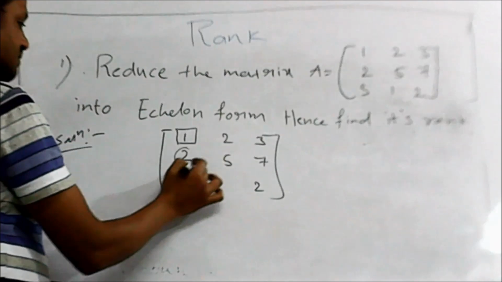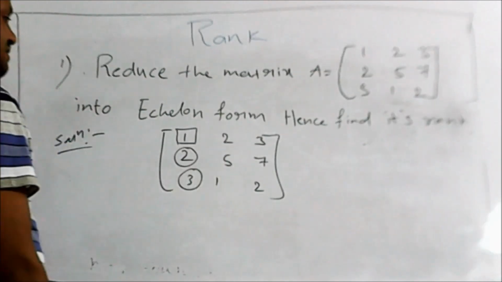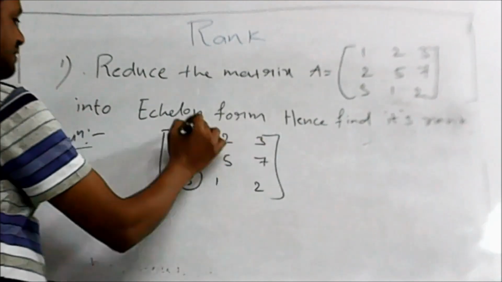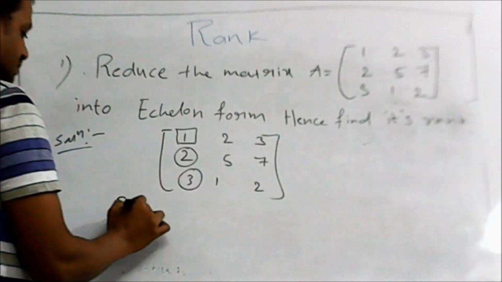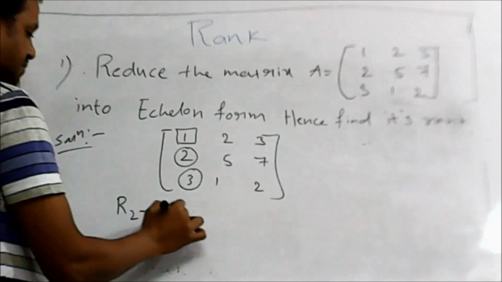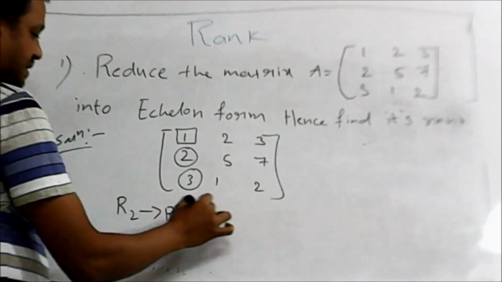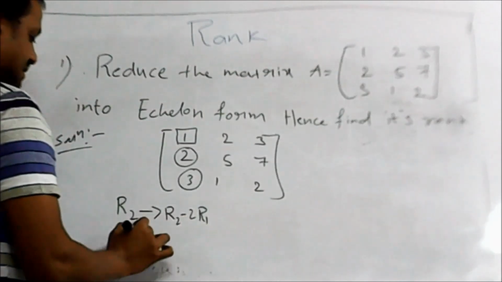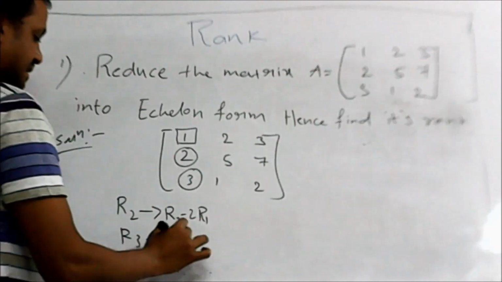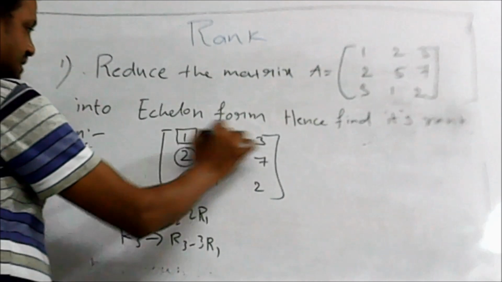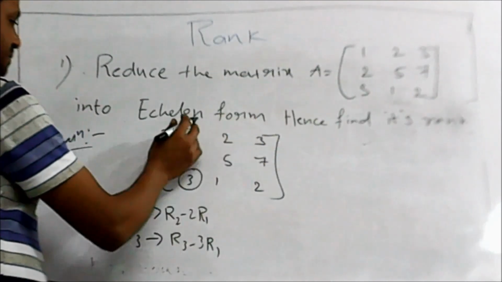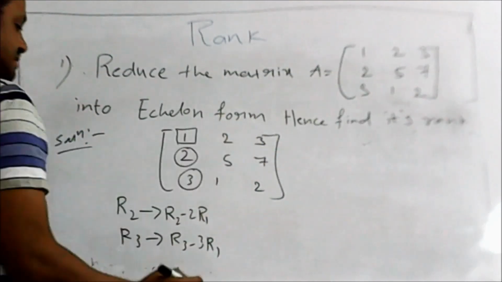This one you need to make 0, and this one you need to make 0, using the first row, first diagonal. So here it is 2, so we simply write R2 as R2 minus 2 times R1. Similarly, R3 as R3 minus 3 times R1. You need to use only the first row to make the remaining entries below the diagonal 0.